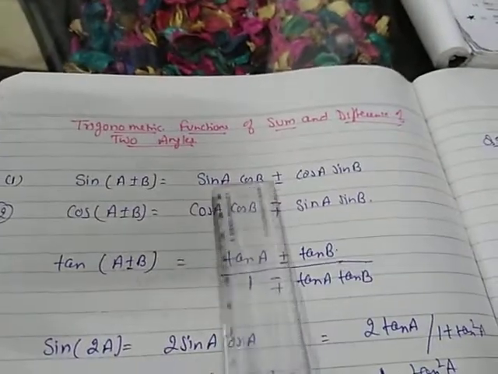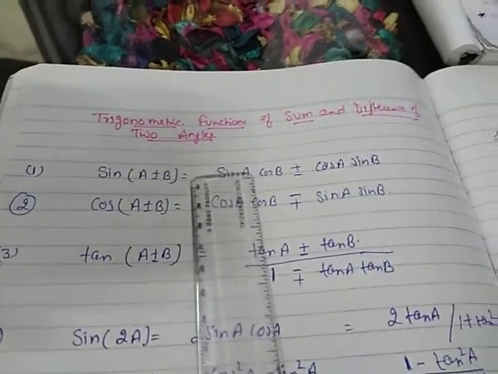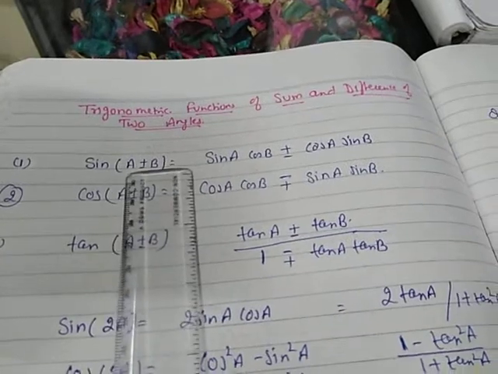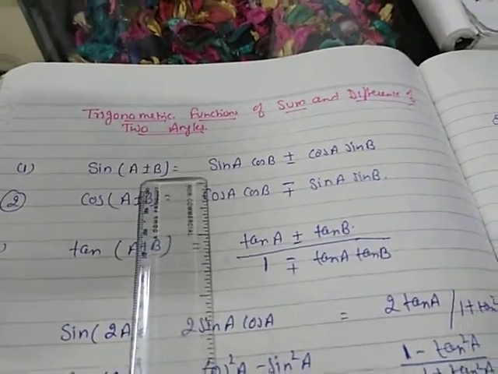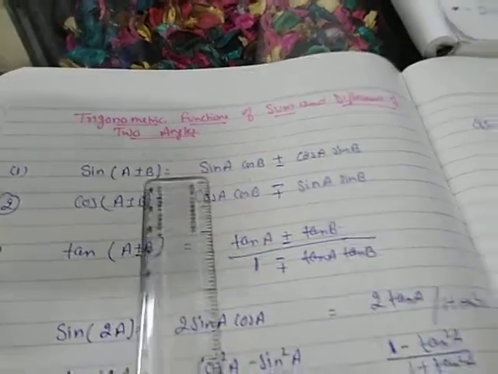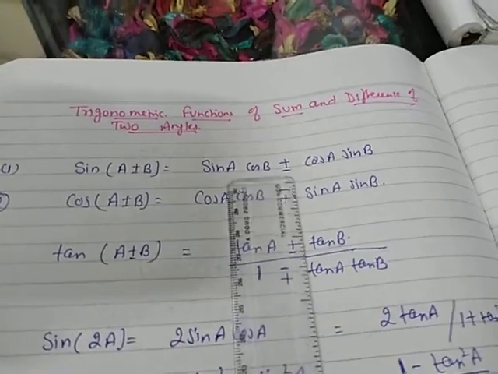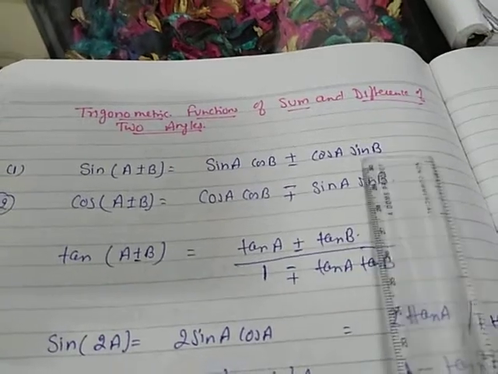Hello children, in today's video I am going to explain trigonometric functions of sum and differences of two angles. Now, for the sum of two angles A plus B and the difference of two angles A minus B, sin(A+B) is equal to sin A cos B plus cos A sin B.